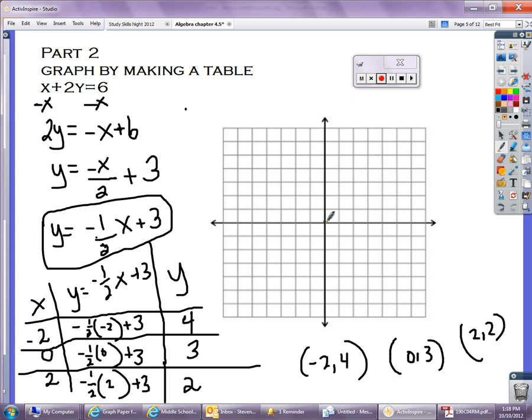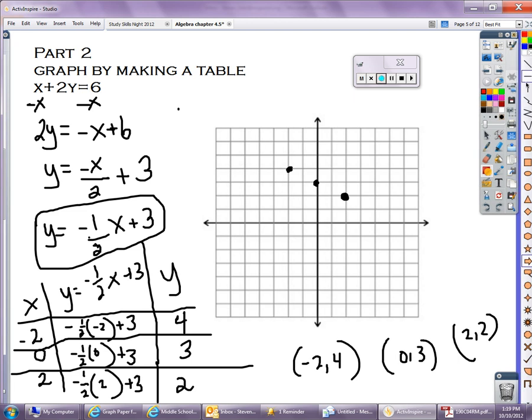So negative 2, 4 goes left 2, up 4. Put a point. 0, 3 would be over 0, so up 3, 1, 2, 3. And last 2, 2, 1, 2, and then up 2. And what you're going to notice, like I told you that we knew this was a linear equation, this is definitely going to form a line.